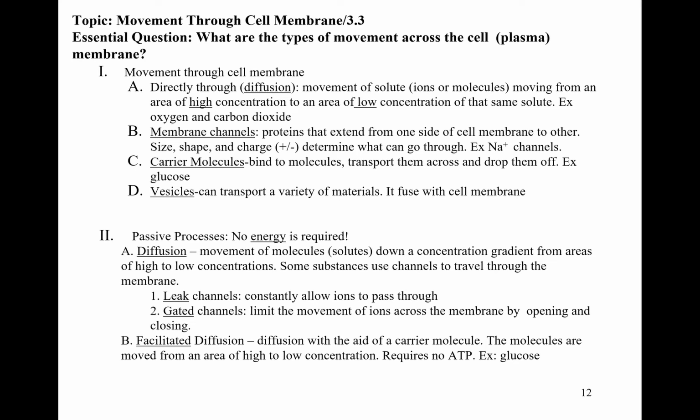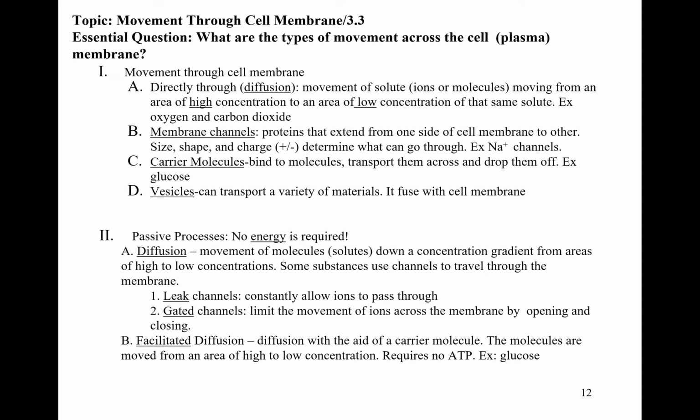So we're on 3.3, and what are the types of movement across the cell membrane? You can basically have several different general ways of movement. Things can go directly through what's called diffusion. It's the movement of solute, which are the ions or molecules, moving from an area of high concentration to an area of low concentration of that same solute. When you're looking at concentrations of things, in general, moving from high to low is a natural state.